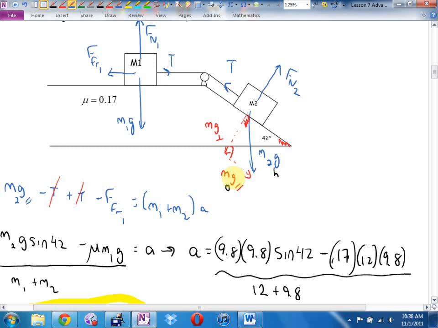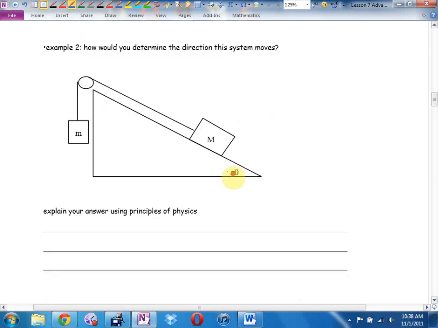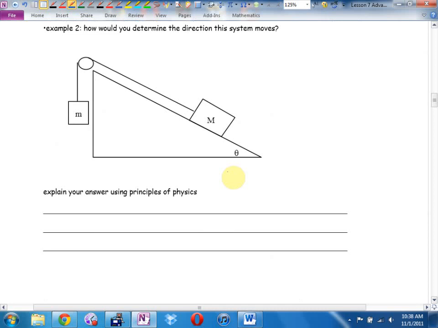Example two. How would you determine which way this system moves? Well, there's a problem here. If this is heavy and this is light, I'm pretty sure this will pull this up the slope. But if this is pretty light and this is really heavy, I think this could pull it down the slope. And it also depends on what friction is right here. If friction is really, really big, maybe they're in equilibrium.